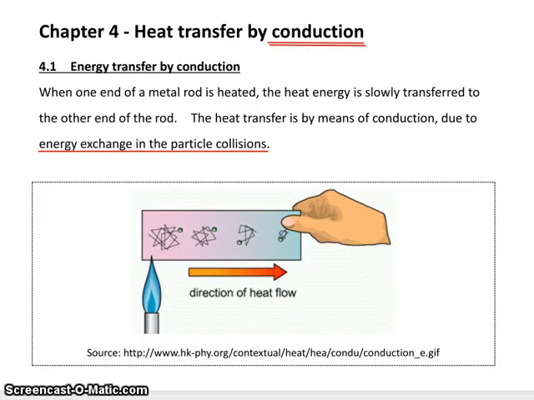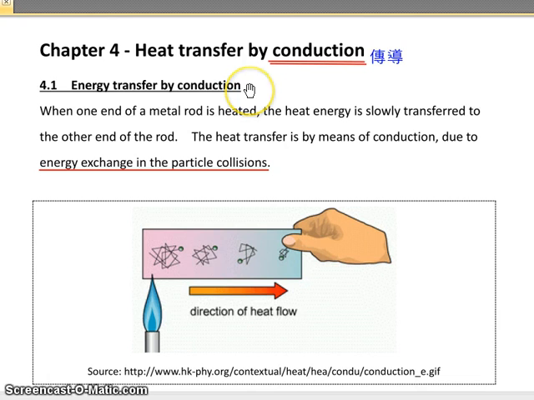Chapter 4. Heat transfer by conduction. Energy transfer by conduction. When one end of the metal is heated, heat energy is slowly transferred from this hot end to the cold end. The energy transfer by means of conduction is due to energy exchange between particles by particle collisions.